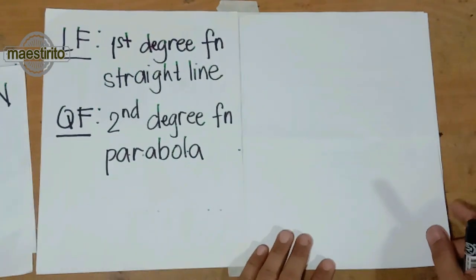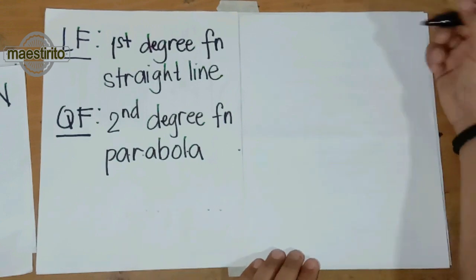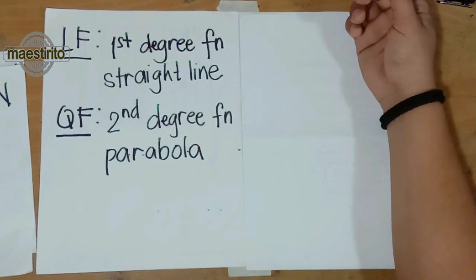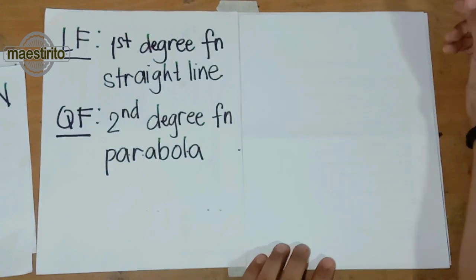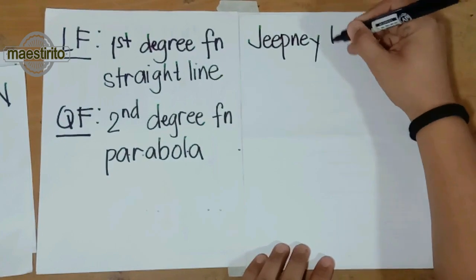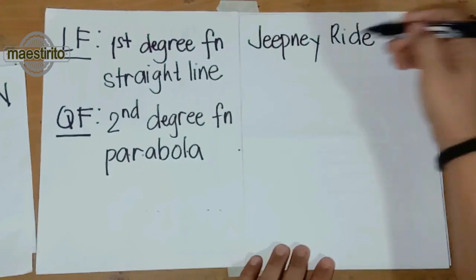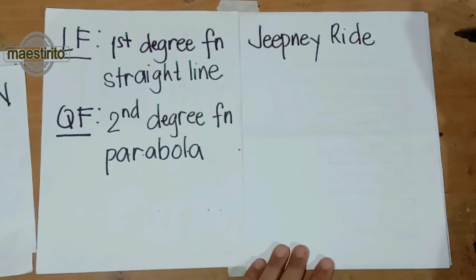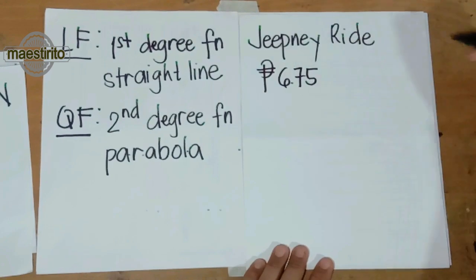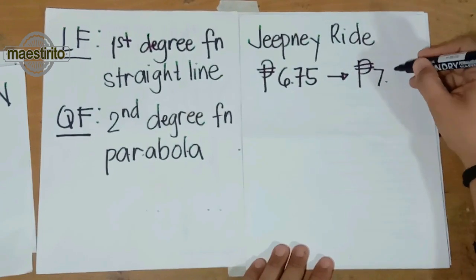Let us have this table of values. I think I already gave you this example last time, but let us have a review. It was about a jeepney ride. For a jeepney ride, students are paying 6.75 per head. Now in this discussion, I'll be rounding that up to 7 pesos.